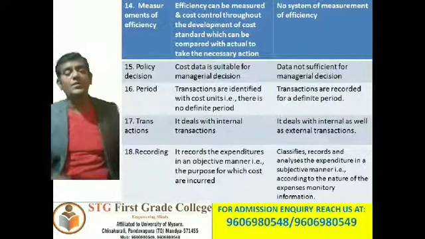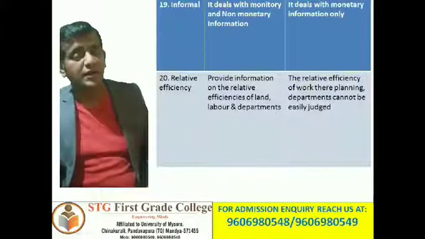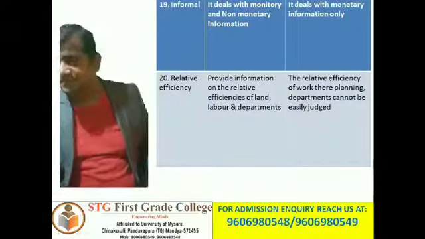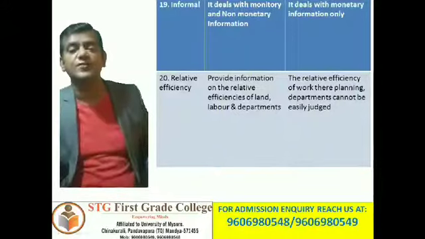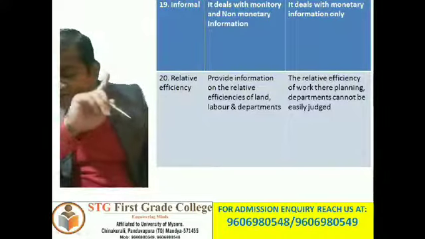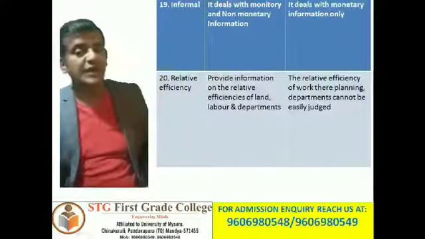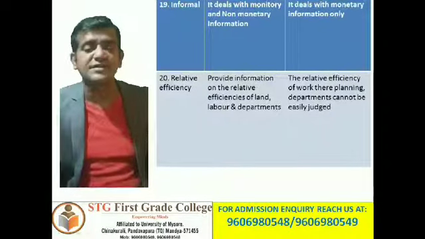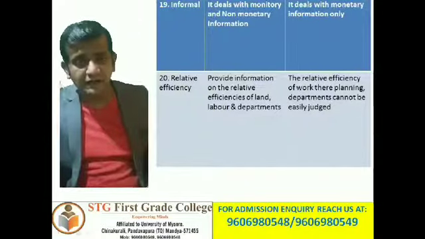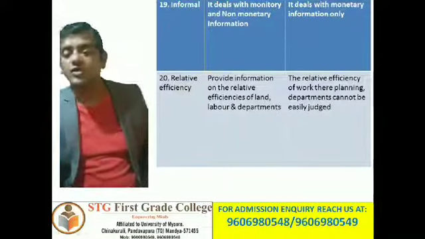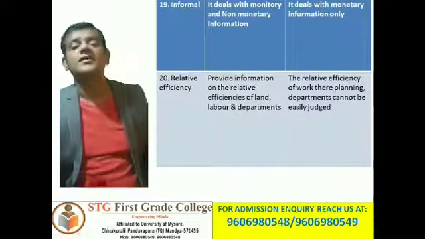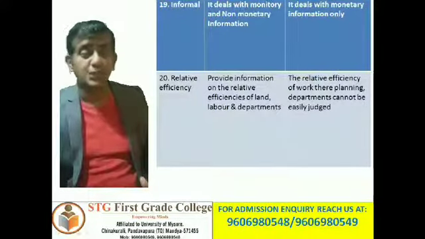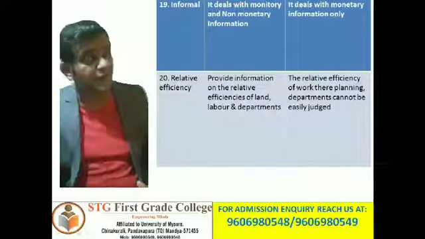Further moving on to point number 19, information. It deals with monetary and non-monetary information. Cost accounting will cover monetary as well as non-monetary transactions. Clear? Whereas financial accounting deals with only monetary information. Be clear? Financial accounting deals with monetary information only. So point number 20, relative efficiency. Under cost accounting, it completely provides information on the relative efficiencies of land, labor and departments. Each relative efficiency will be calculated. Whereas under financial accounting, the relative efficiency of work, planning, departments cannot be easily judged.